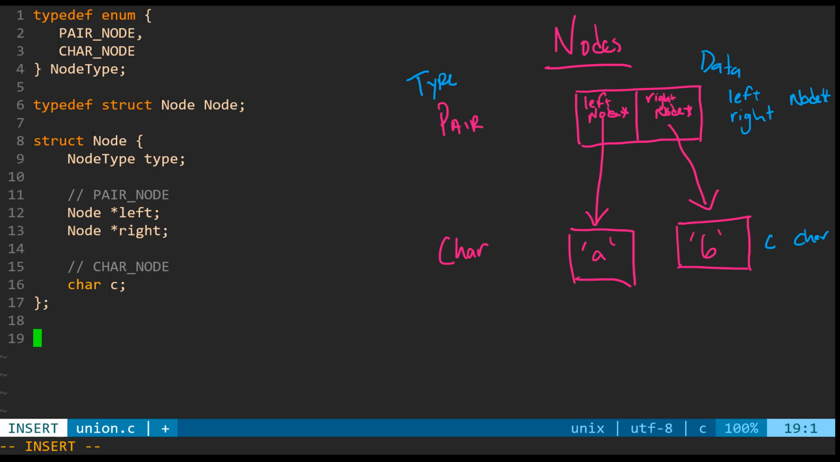Great. So now let's set up a really simple dummy main function that makes use of this and tries to reproduce the structure that we had illustrated out. So we're going to need, let's start from the bottom up here. Let's hand code some char nodes.